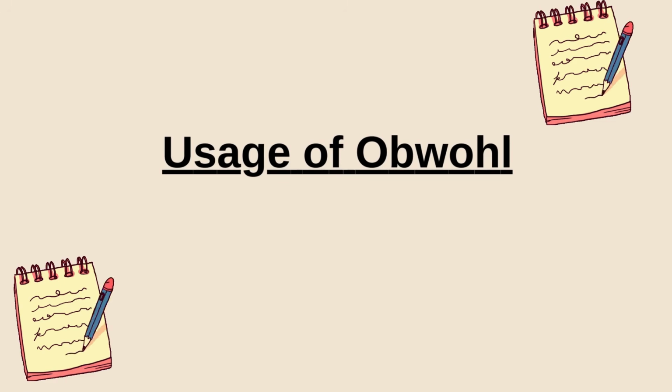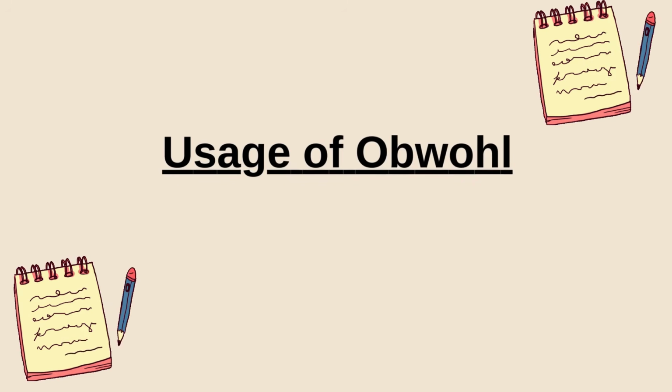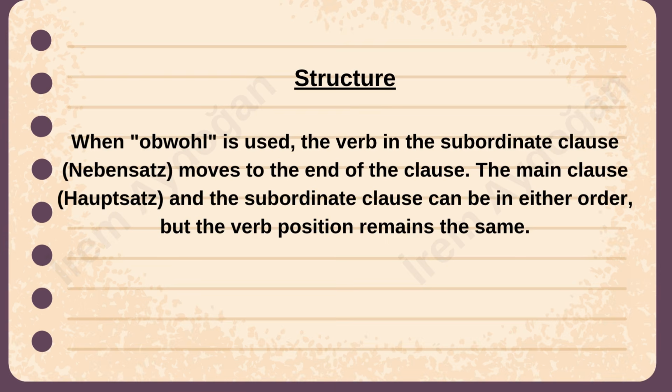The usage of obwohl, it means although in English. The structure is, when we use obwohl, the verb in the subordinate clause, I mean Nebensatz, moves to the end of the clause. The main clause, I mean Hauptsatz, and the subordinate clause can be in either order, but the verb position remains the same. Let's check with the examples.